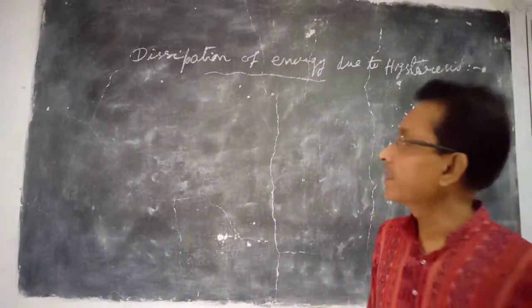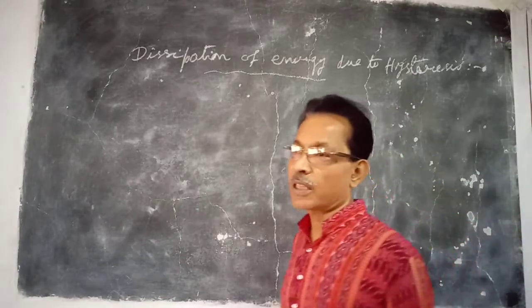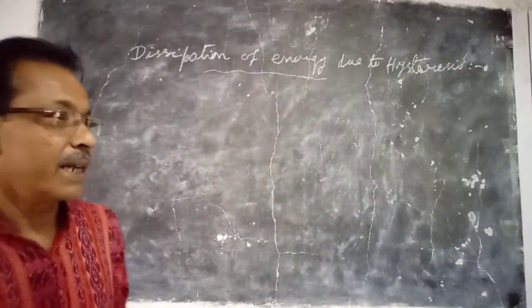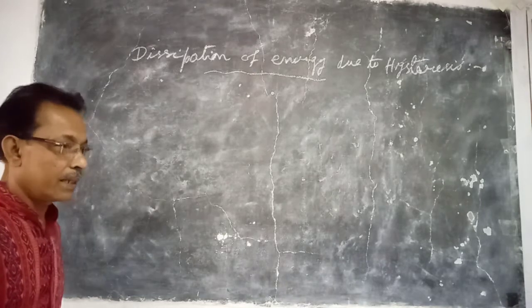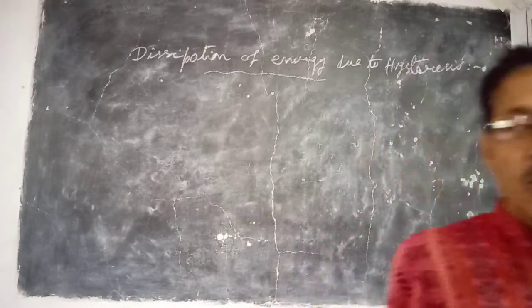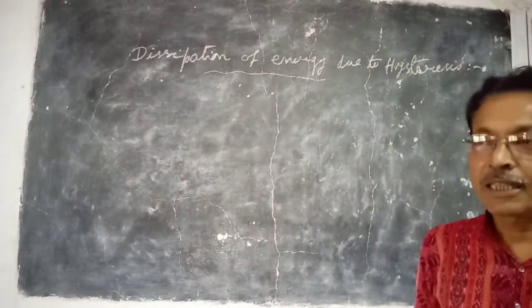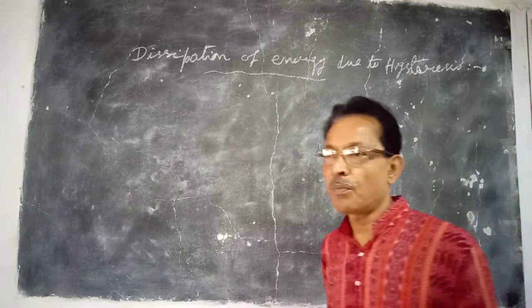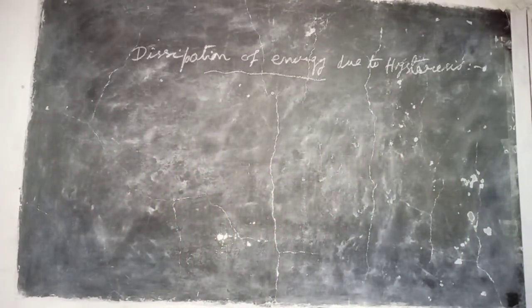As we observed in the last class, some energy is always lost in the process of magnetization and demagnetization of a ferromagnetic material, that is, in a complete cycle of magnetization. So now here we calculate the dissipation of energy due to hysteresis per unit volume per magnetic cycle in a ferromagnetic material.